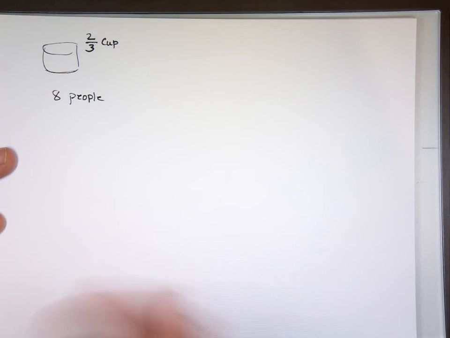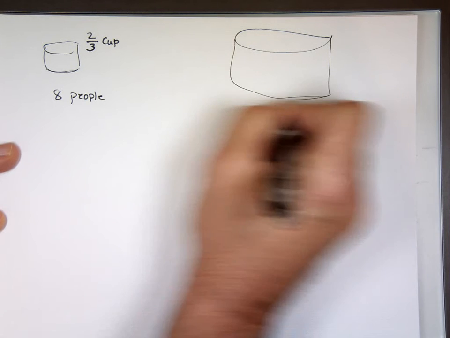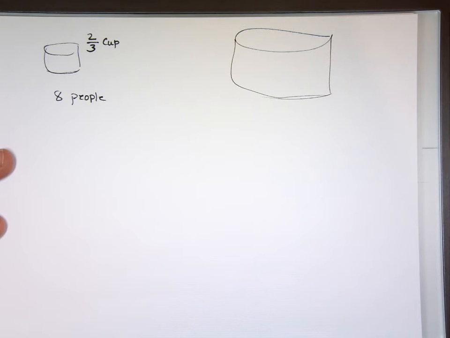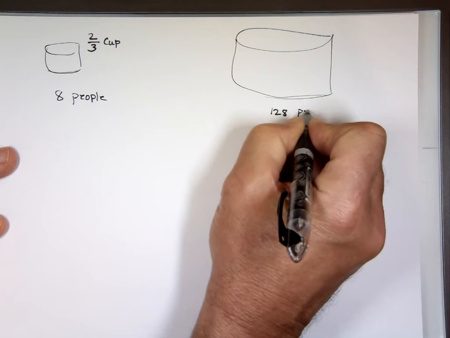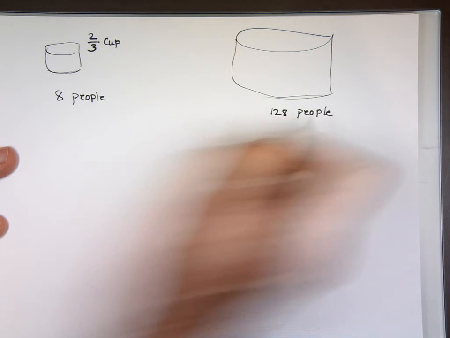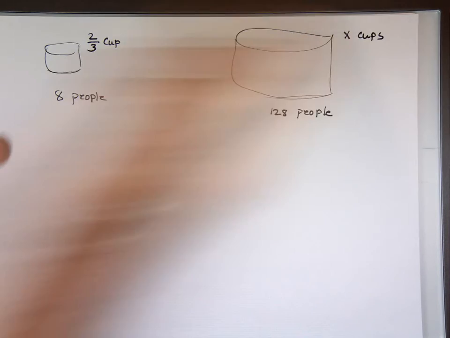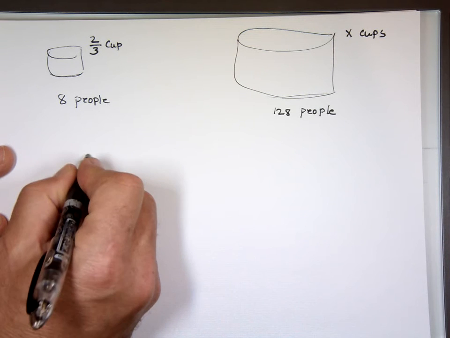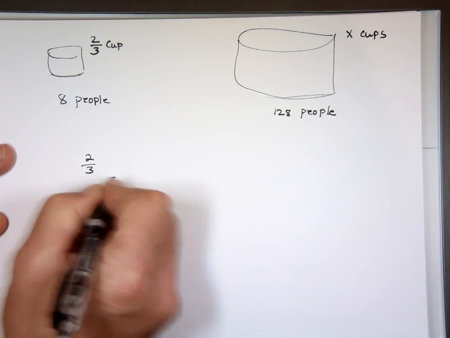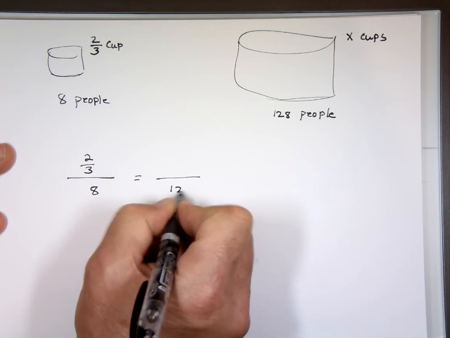Now somehow you get sucked into making this giant cake for your friend's wedding. And your friend is going to say, how many people are coming? It's not many, it's only 128 people. So how many cups of sugar are we going to need? So you can set a proportion. 2/3 of a cup for how many people? 8. For 128 people, how many cups of sugar are you going to need?